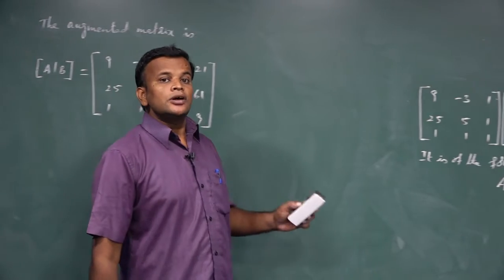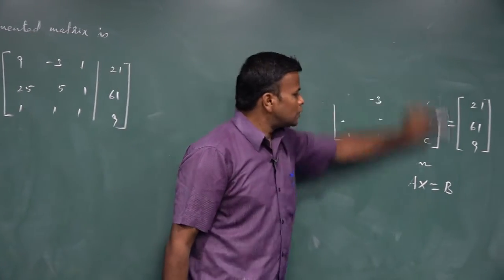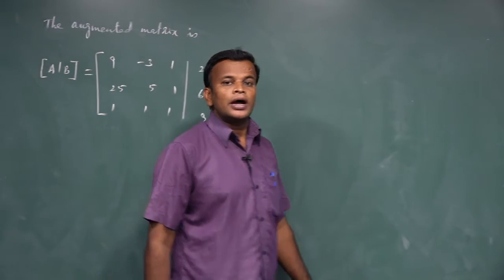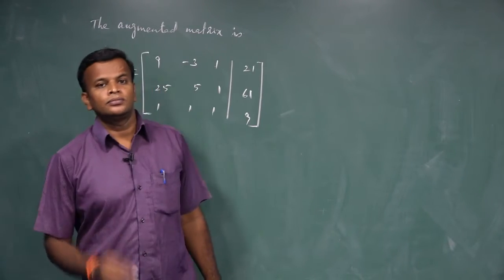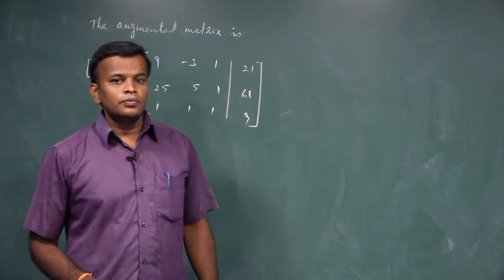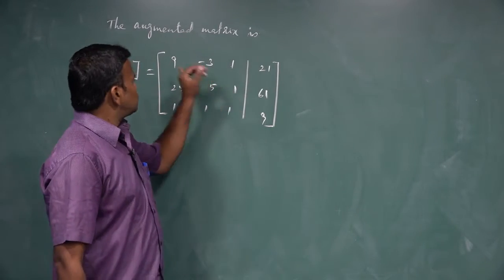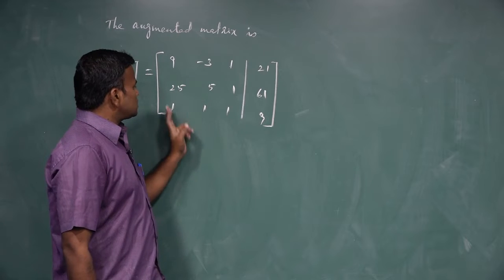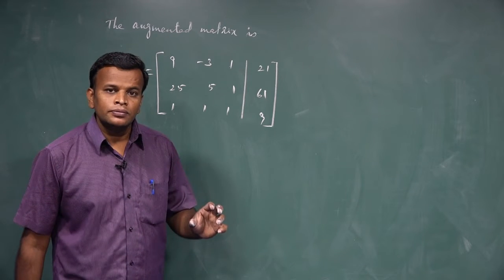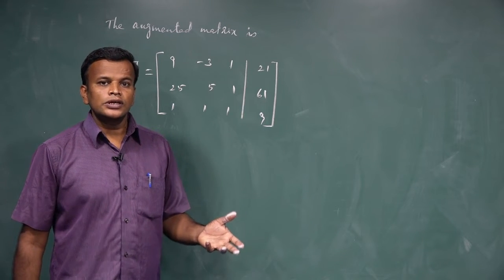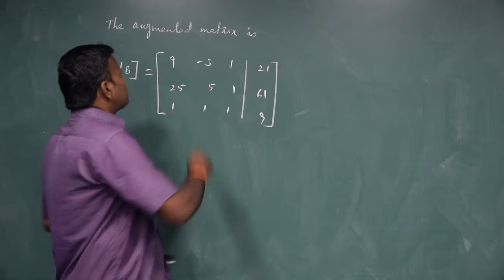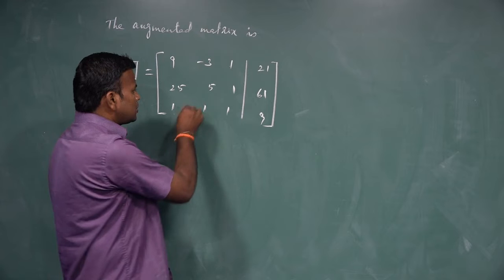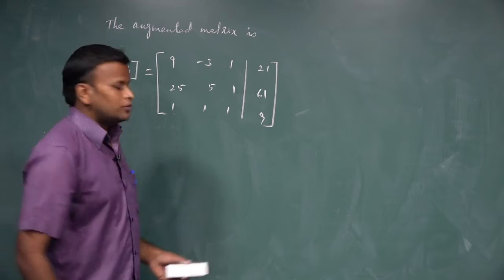What is the next step for the augmented matrix? The next step is to convert the augmented matrix into echelon form. You know the echelon form? In 3 by 3, the first row, first column element should be non-zero, and the triangle shape of these three elements become 0. So it is the echelon form. So after writing the augmented matrix, the next step is to convert it into echelon form.